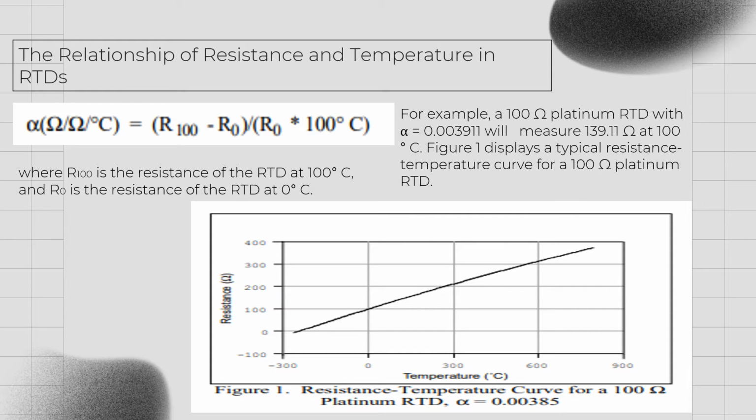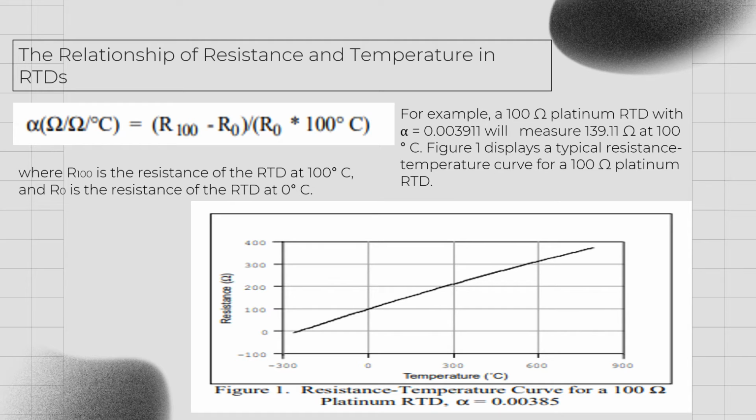whereas R100 is the resistance of the RTDs at 100 degrees Celsius, and R0 is the resistance of the RTDs at 0 degrees Celsius. For an example, 100 ohm platinum RTDs with alpha 0.003911 will measure 139.11 ohm at 100 degrees Celsius.